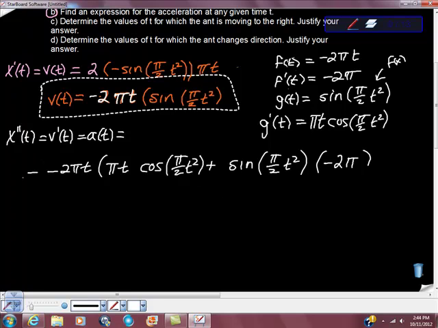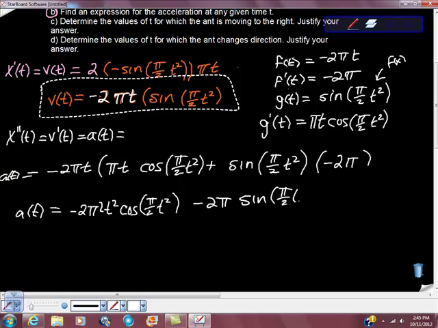We're actually pretty much done with this. This is a of t, and your reader may accept this, but just in case, let's clean this up a little bit. A of t is equal to negative 2 pi squared t squared. Pi times pi is pi squared, t times t is t squared, cosine pi halves t squared. And then look, this negative here is going to replace this, so negative 2 pi sine of pi halves t squared. Right?